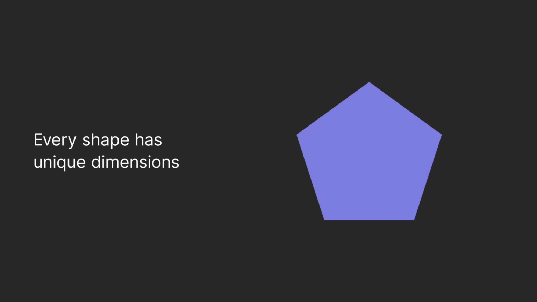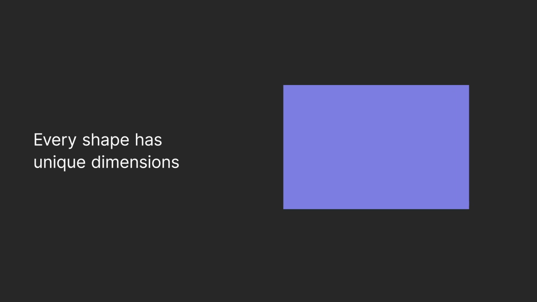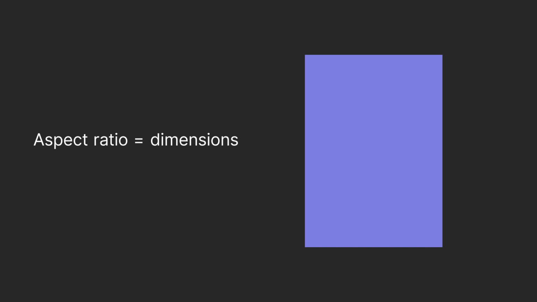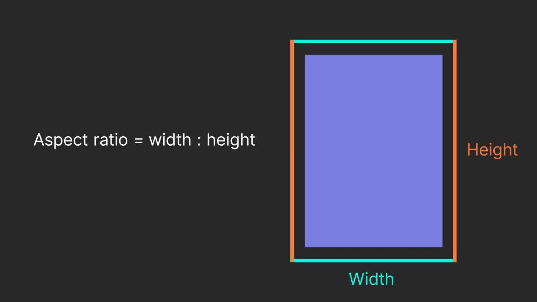In design, every canvas, image, or graphic has its own shape. Usually, that shape is a rectangle, but the dimensions of that rectangle can vary a lot. In simple terms, an object's aspect ratio is the same thing as its dimension. More technically, aspect ratio is the proportional relationship between an object's width and height.